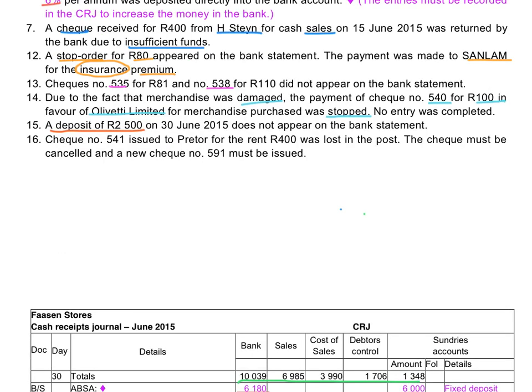Cheque 541 that was issued to Prieto for rent was lost in the post. This cheque must be cancelled and a new cheque must be issued. When we originally issued this cheque, we recorded it in the cash payments journal. So to cancel the cheque, we will record it in the cash receipts journal. The new cheque will be recorded in the cash payments journal.